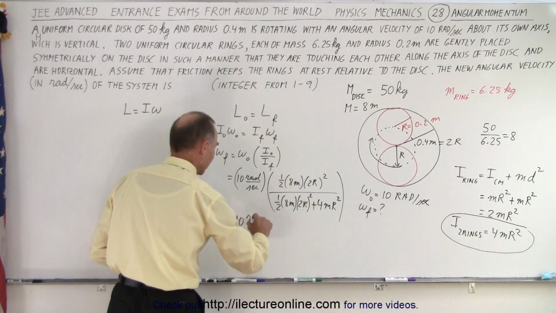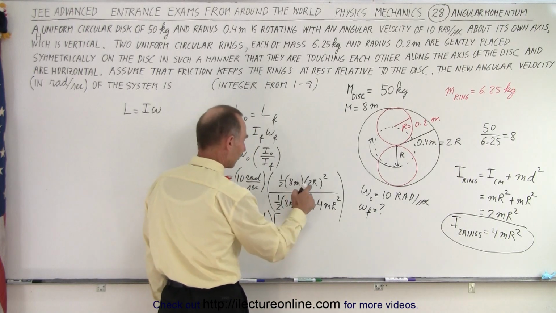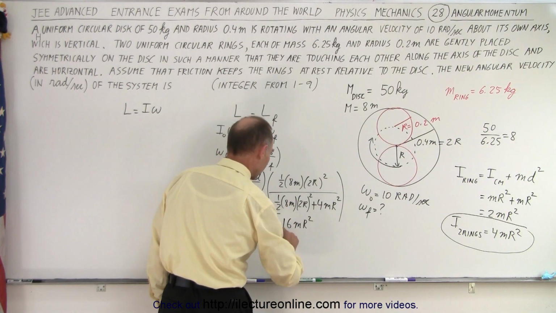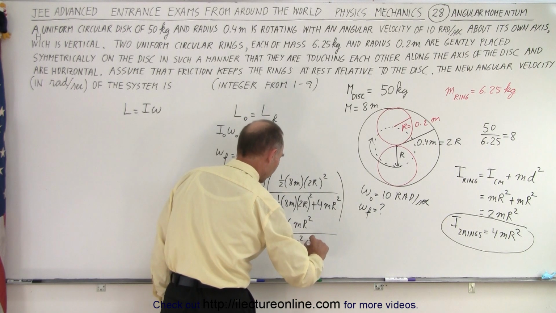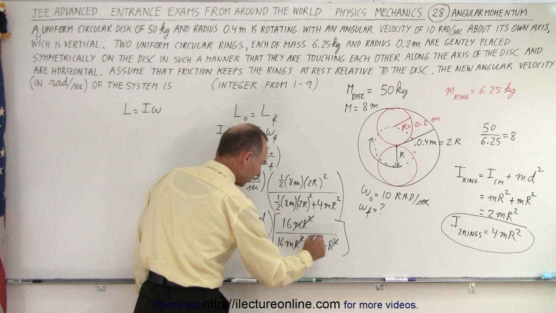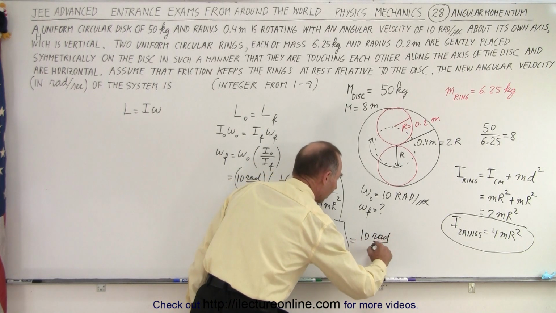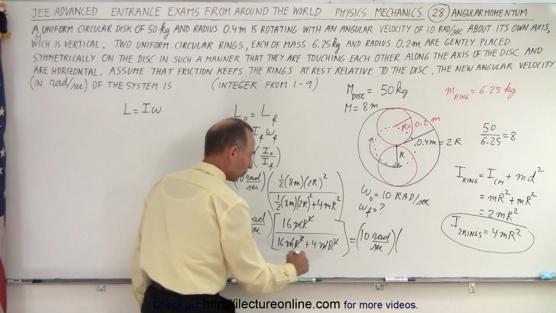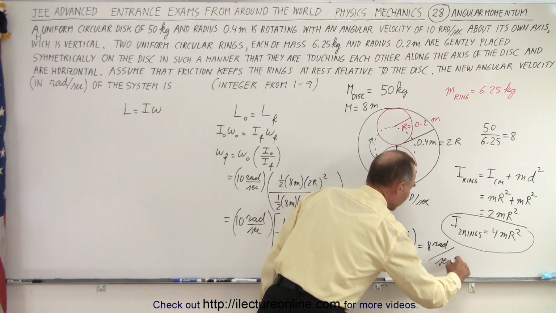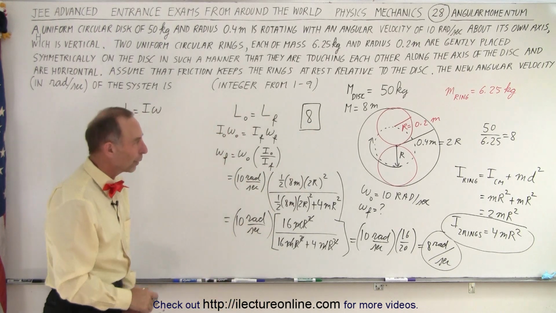So this is then 10 radians per second times, let's see here, we have 4 times 8, which is 32 divided by 2, which is 16 mr squared, divided by 16 mr squared plus 4 mr squared, like so. And of course, you can see that the r squareds cancel out, the m's cancel out, that's why we expressed one in terms of the other, it makes it easy. So this becomes 10 radians per second multiplied times 16 over 20, which is 8 over 10, which becomes 8 radians per second, which is the final answer. So we're looking for an integer from 1 to 9. The answer in this case would be 8 radians per second.